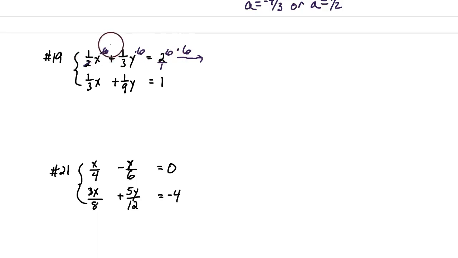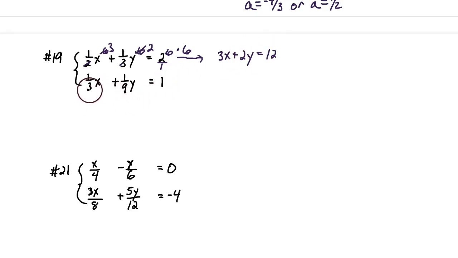The 2 and the 6 reduce to a 3. The 3 and the 6 reduce to a 2. And then 1 goes into 6 times. So this makes 3x, then plus 2y, and then 12.